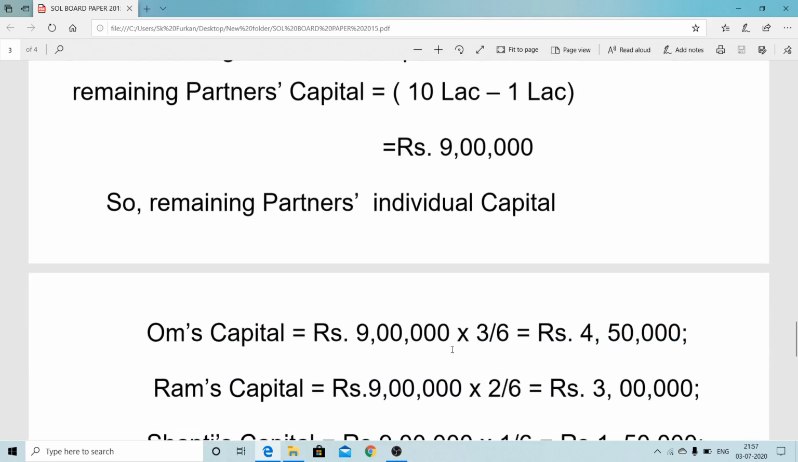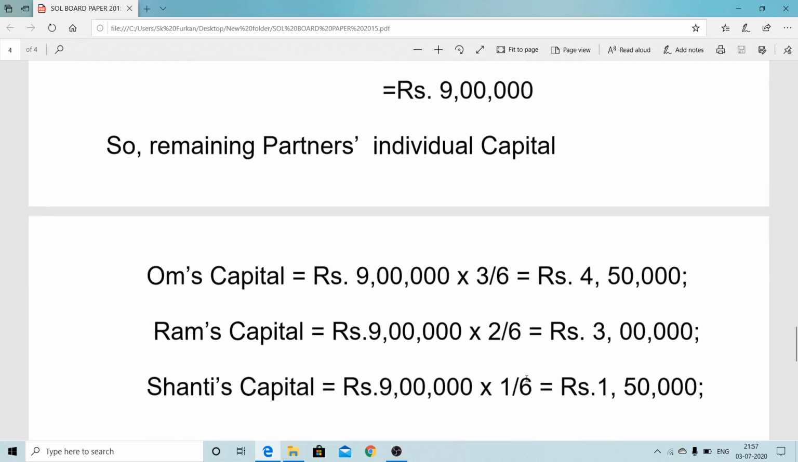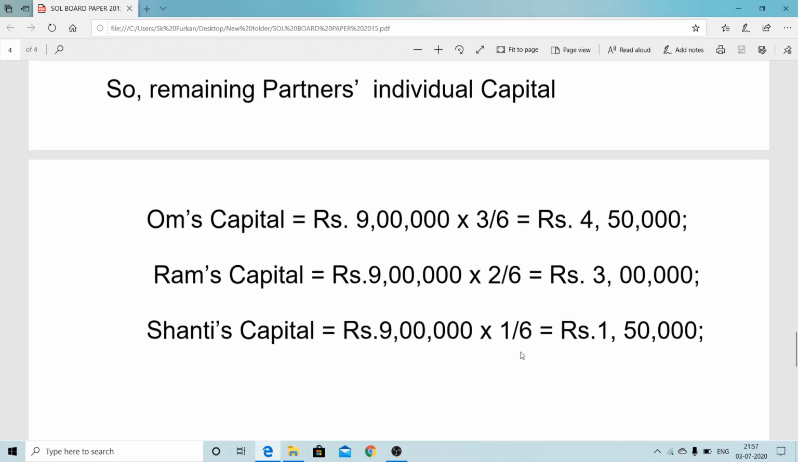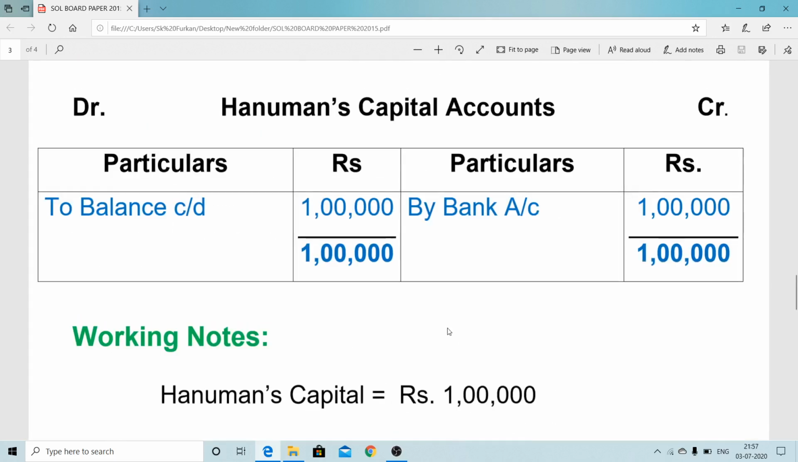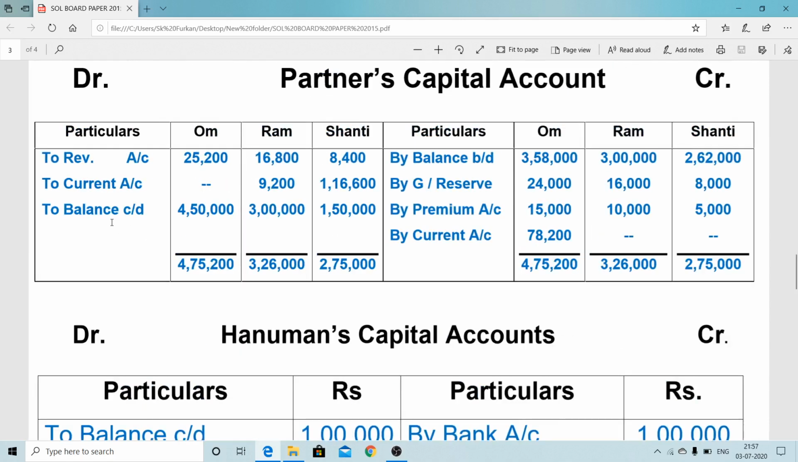Om's capital, 9 lakh into 3/6, is 4.5 lakhs. Ram's capital, 9 lakh into 2/6, his old share, is 3 lakh. And Shanti's share, 9 lakh into 1/6, is 1.5 lakhs. So this is their new capital. That new capital we are considering here to balance CD: 4,50,000, 3 lakh, and 1,50,000.